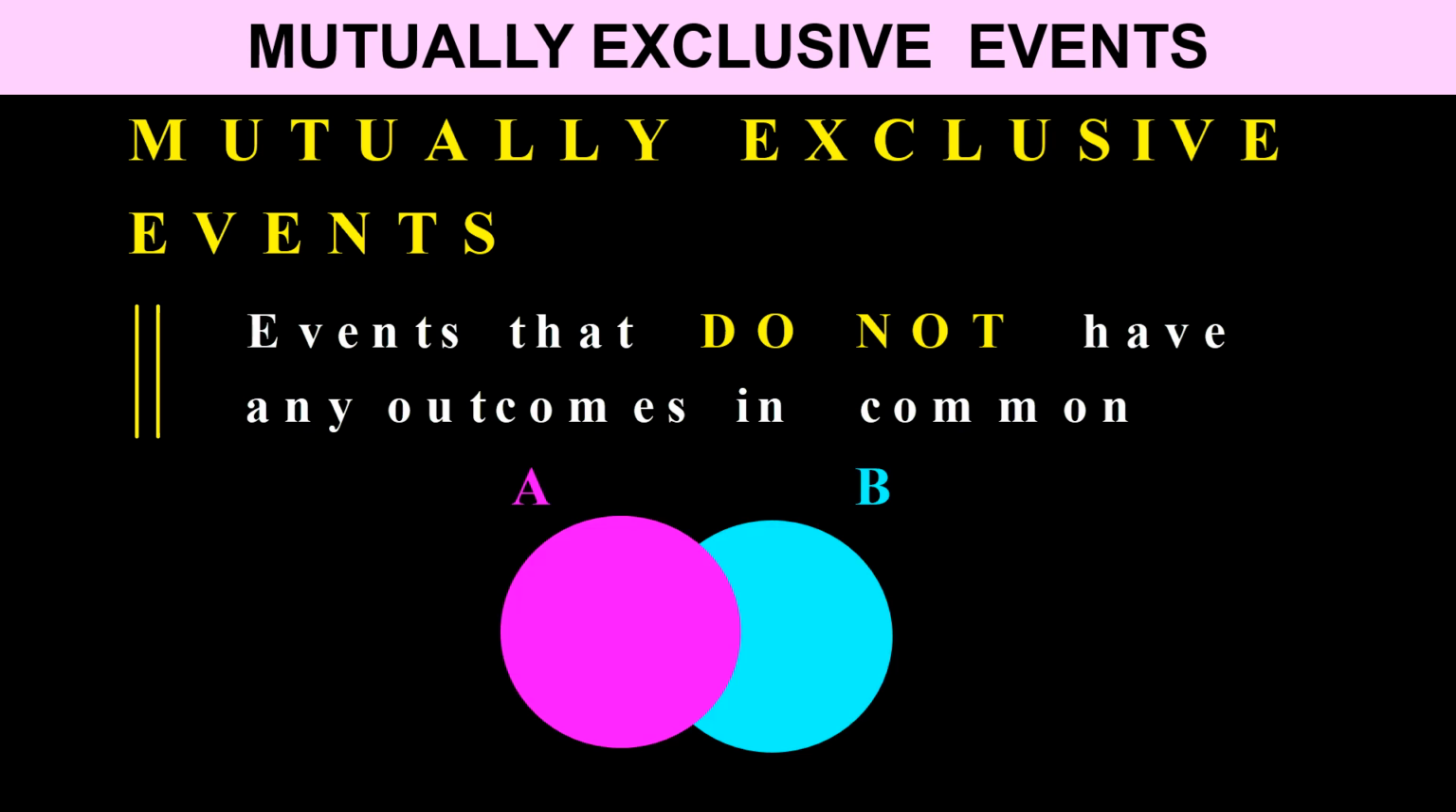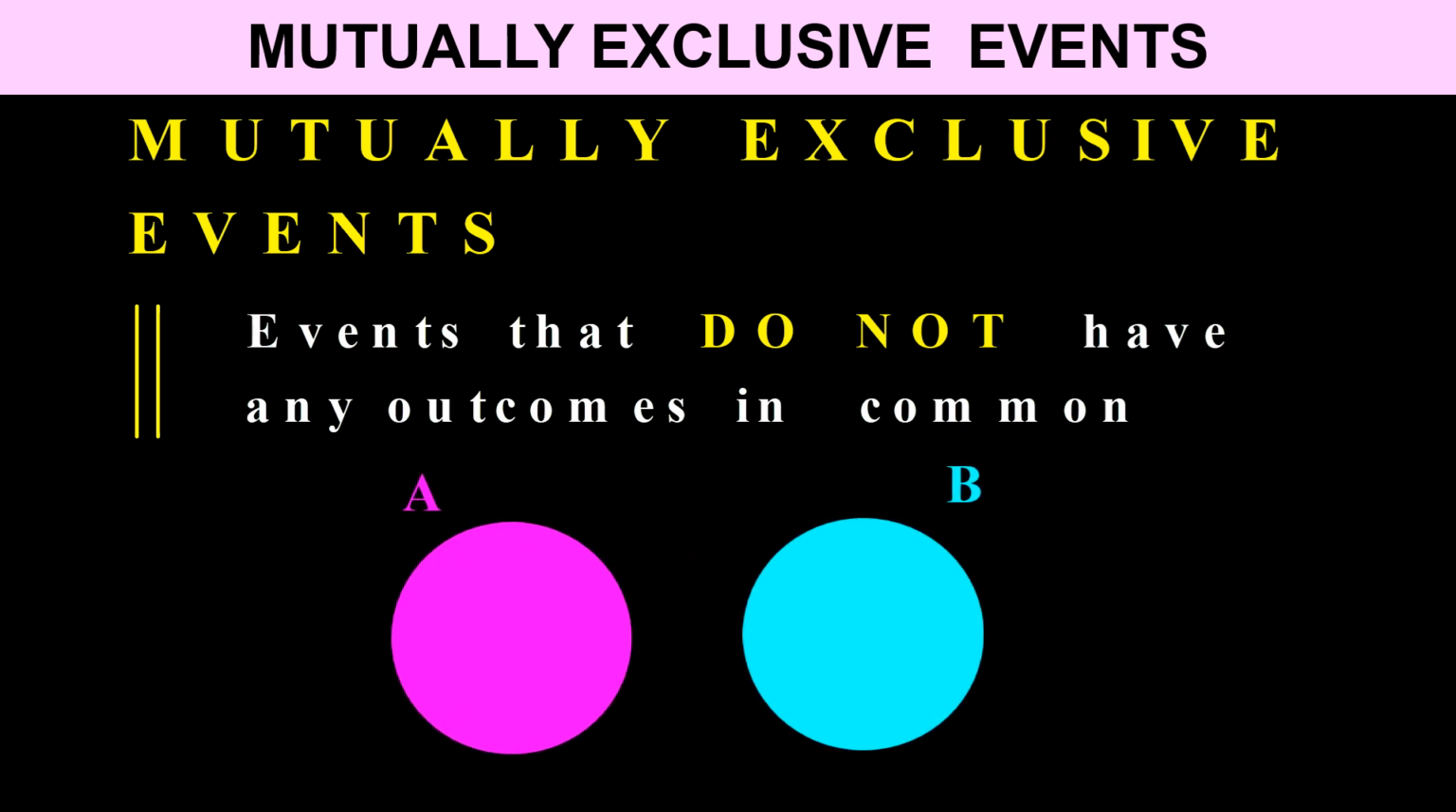Mutually exclusive events are events that do not have any outcomes in common, right? Let's look at the following. If you look at that, you see there's event A and event B, and they overlap, so they do have something in common. So when we say they're mutually exclusive, they should have nothing in common.